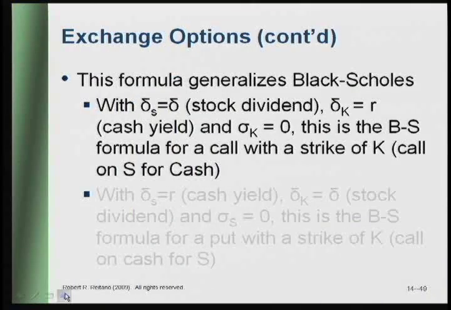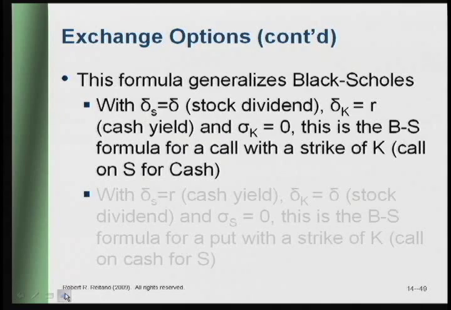So as some examples, exchange options we can think of as generalizing Black-Scholes. The earlier generalization we looked at didn't contemplate that we had two risky assets. It contemplated we had one risky asset which we were exchanging for a non-risky asset, and we were looking at prepaid forward prices. Here we're generalizing it further. However, if we let the S delta be the stock dividend and the K delta be r, then K becomes a T-bill. And this is the plain vanilla Black-Scholes call.